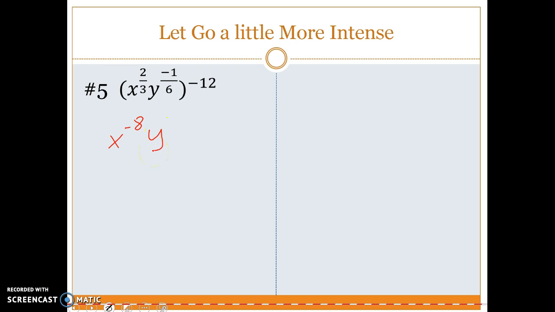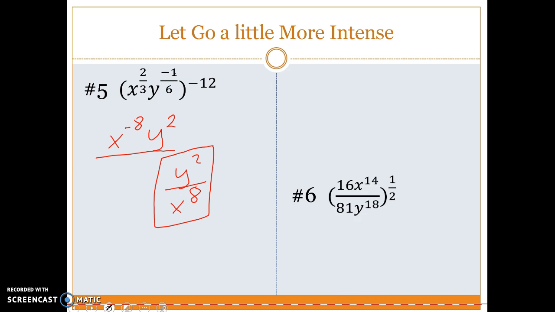And then if I take y to the negative 1/6 to the negative 12, I'm multiplying the powers together. Negative 1/6 times negative 12 is positive 2. But then I have to remember that a negative exponent goes on the bottom. So I can write this as y to the second on top and x to the 8th on the bottom. So my final answer is going to be y to the second over x to the 8th.